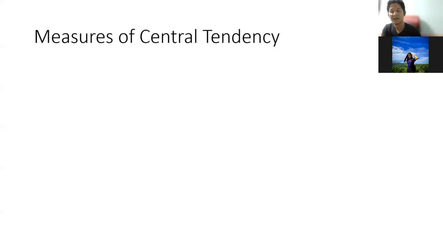There are three typical ways of identifying the measure of central tendency. But there are still others; these are just the usual ways to measure central tendency. These are the mean, median, and the mode. The average, that is the mean.